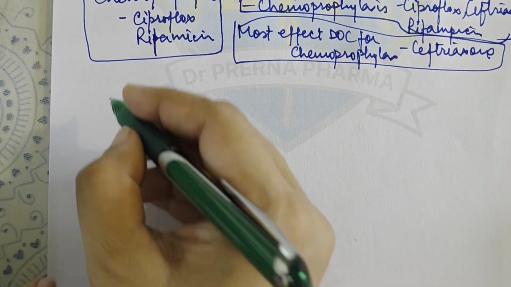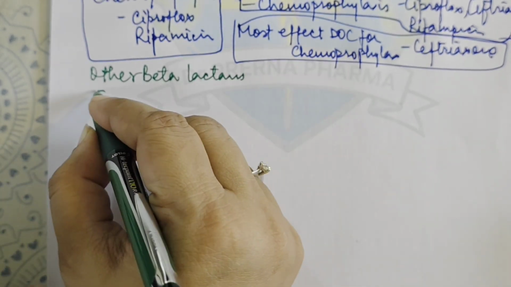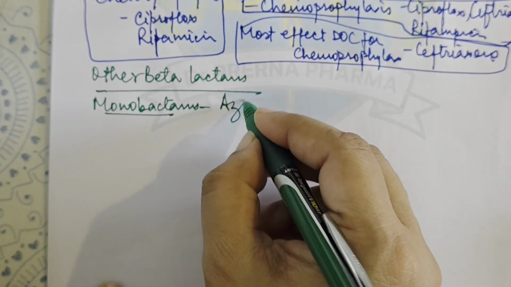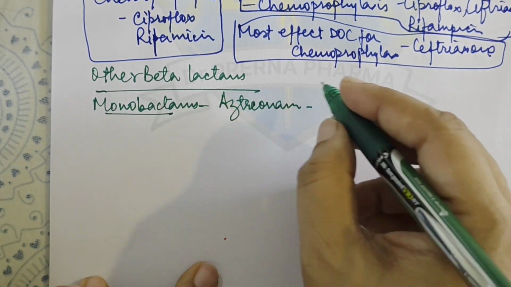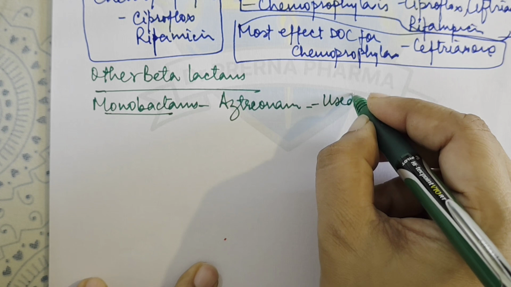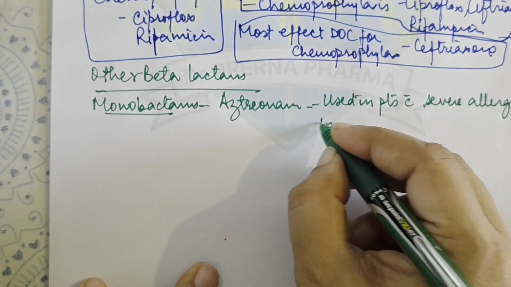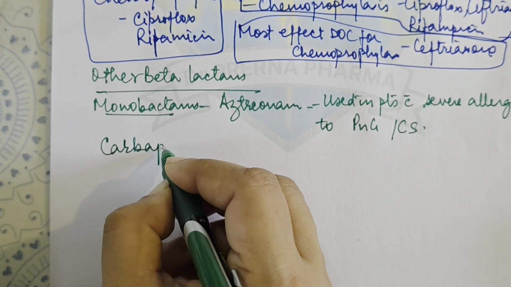Coming to other beta-lactams, we have monobactams. This group includes aztreonam, active against beta-lactamase producing Pseudomonas. It is used in patients with a severe allergy to penicillins or cephalosporins. Okay, then we have carbapenems.